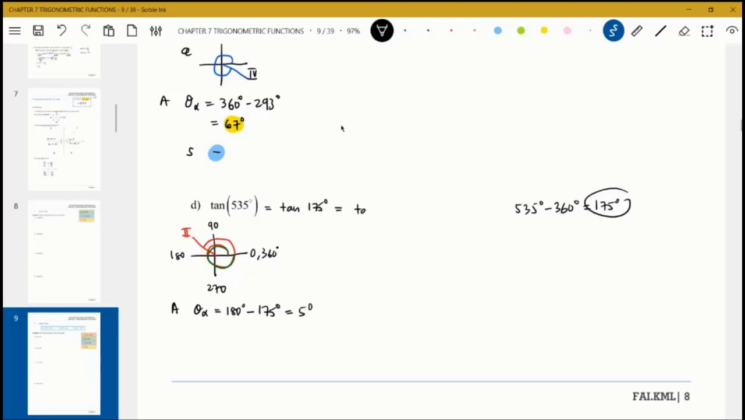So di sini adalah tangent 5 degree. But then kita kena consider kamu punya sign. On the second quadrant, tangent positif ke negatif? Negative. So we put the negative outside the function. Okay, so yang ini kita reduce kepada one rotation, one cycle. Yang ini kita reduce kepada acute angle. Okay, so far so good. Clear tak semua orang?